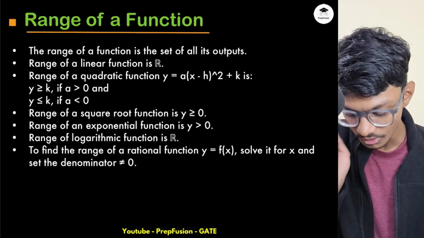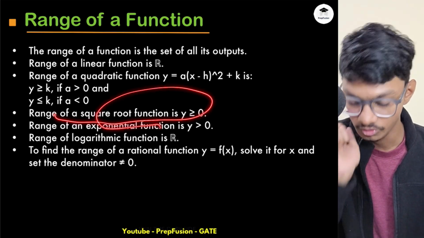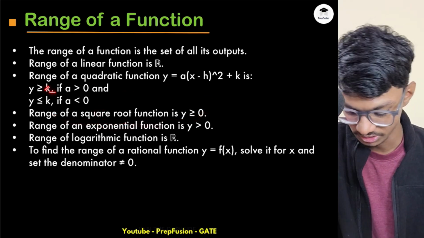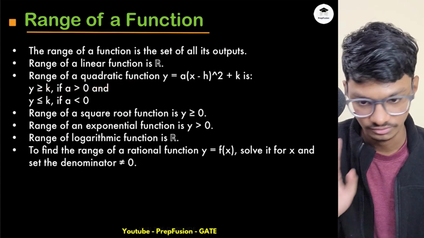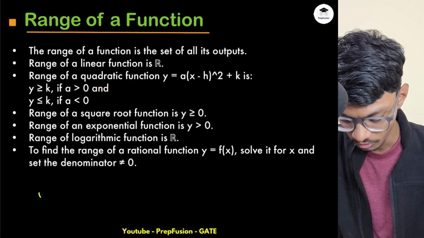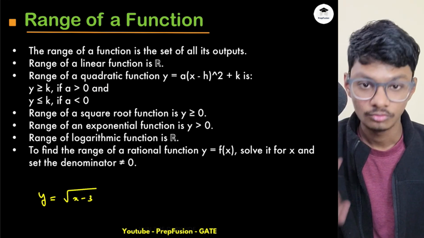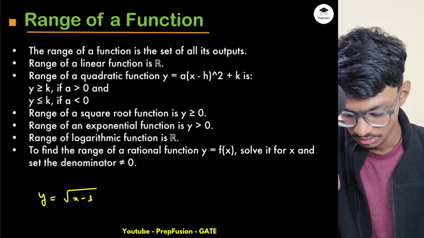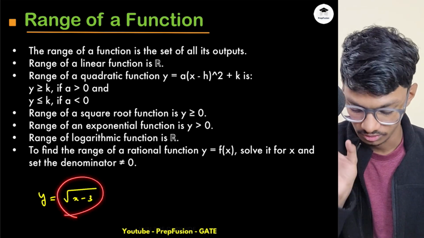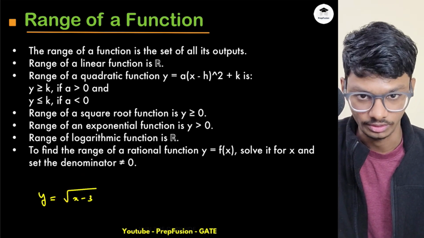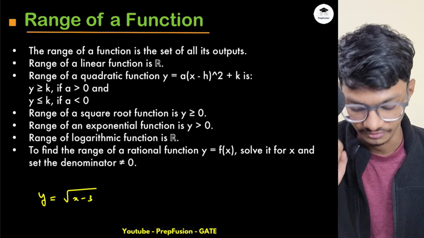Okay, what is important? The range of a square root function will always be greater than or equal to 0. This is important. This quadratic function we will solve in graphs. From there we will understand. So I gave you the previous example, right? y equals under root x minus 3. What is the range of this? This will always be positive. The square root function will always give me positive values.